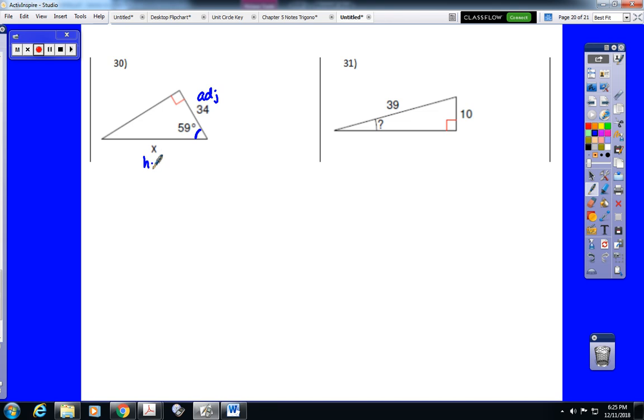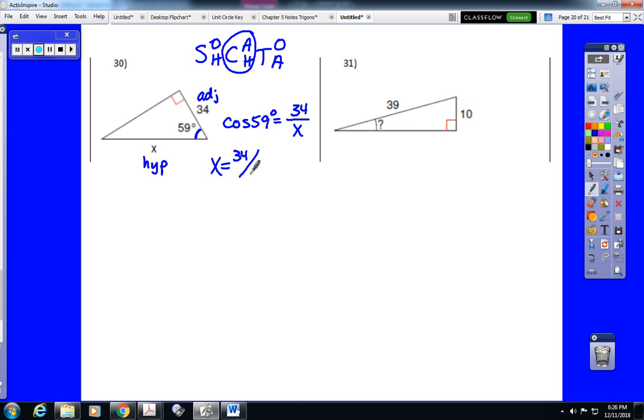Alright, again, we've got another one of these tricky ones. In this case, x would be the hypotenuse because it's across from the right angle, and 34 would be the adjacent. So when we go to SOHCAHTOA, kids always have trouble when the hypotenuse is set up as the base of the triangle. I don't know why. We are going to be using cosine because we have adjacent and hypotenuse. So the cosine of 59 degrees equals adjacent over hypotenuse. X is on the bottom, so x would equal 34 divided by the cosine of 59 degrees.